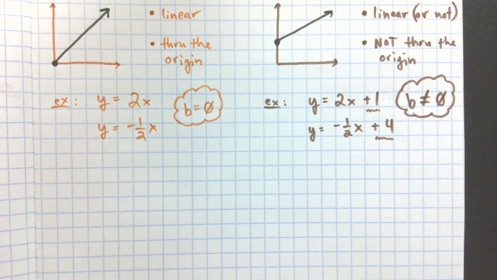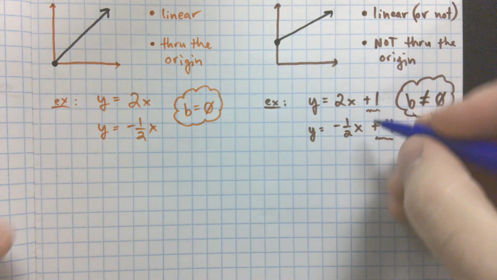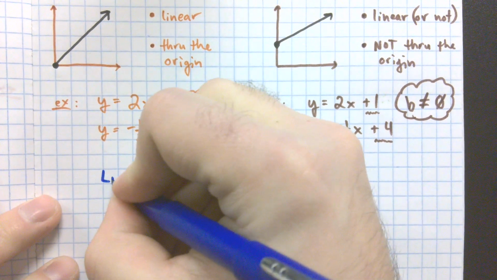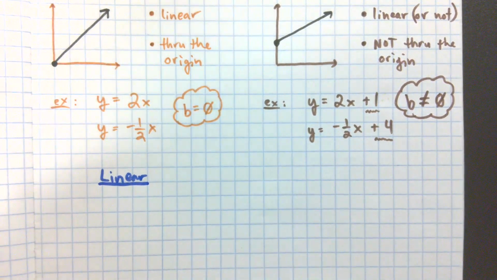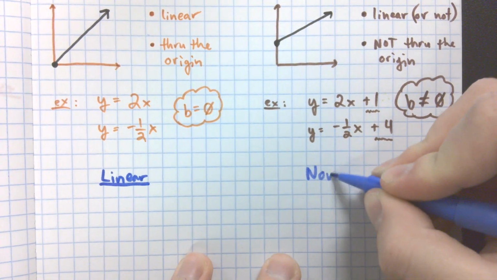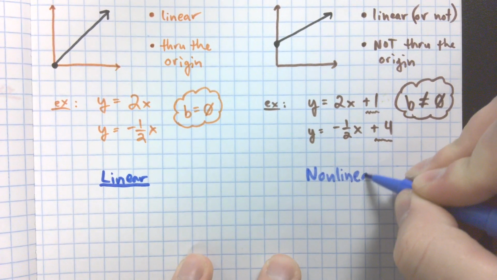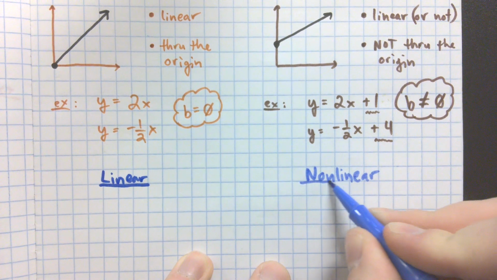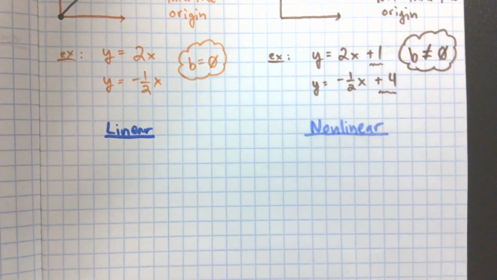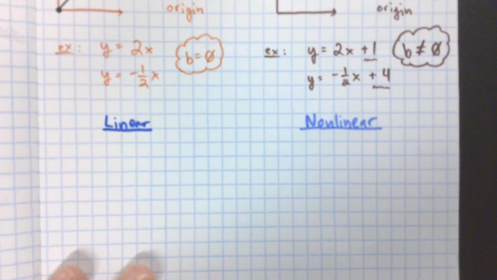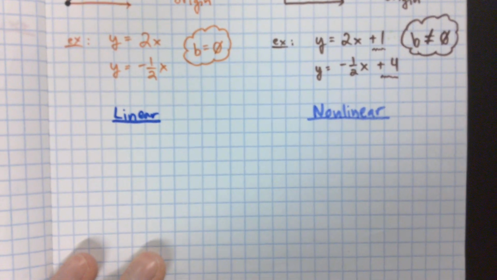So after proportional and non-proportional, how else can we describe a function? Well, we can either describe it as linear or nonlinear. This is going to be kind of our first introduction to nonlinear graphs. Everything we've done up to this point has been a nice straight line. Now we're going to switch it up.